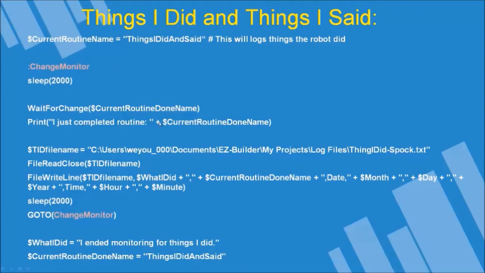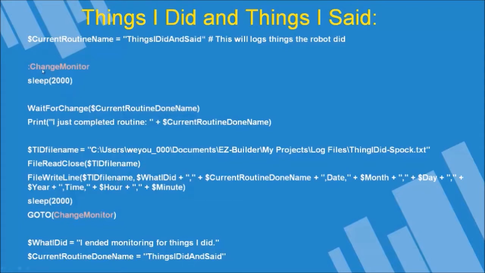Now, if for any reason this cycle breaks, we have what I did. I ended monitoring for things I did. Current routine done name equals things I did and said. Now, the reason why this monitoring script should never end, but ways that it can end, is I do have a function for telling the robot to go to sleep and to shut down. And in that process, it will stop this script and then log that it ended the monitoring for this. So there are some things like that you can think about building into your robot too.